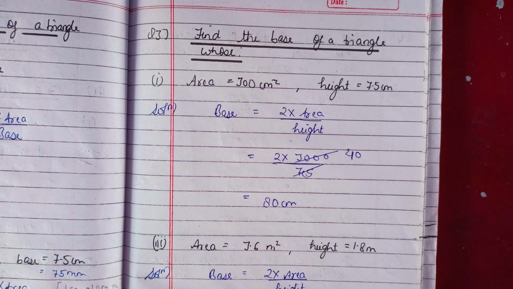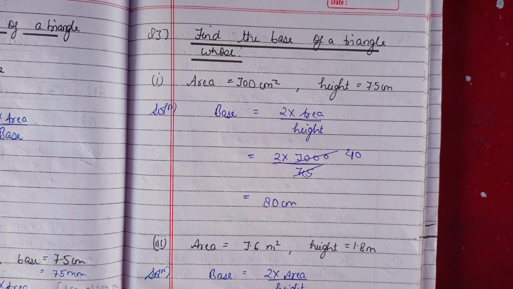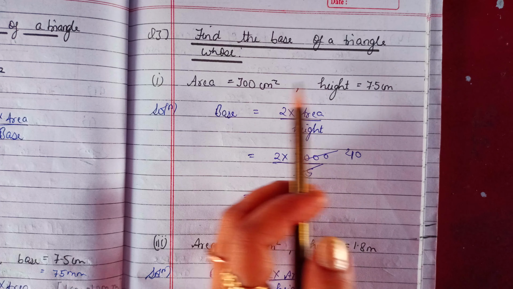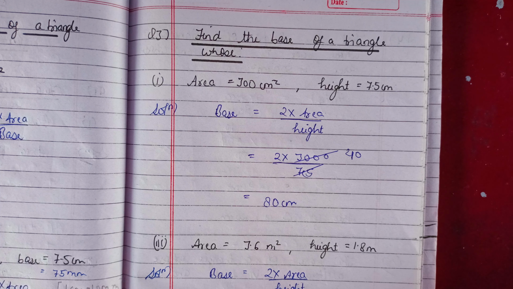Now come to the question number 3. You have to find the base of a triangle whose area and height is given. Area is 300 centimeter whole square and height is 7.5 centimeter. Both are in the same unit. It means you don't have to change anything. Now you have to find out the base. Base equal to 2 into area upon height. Now we will put the value of area, that is 300, and height is 7.5.